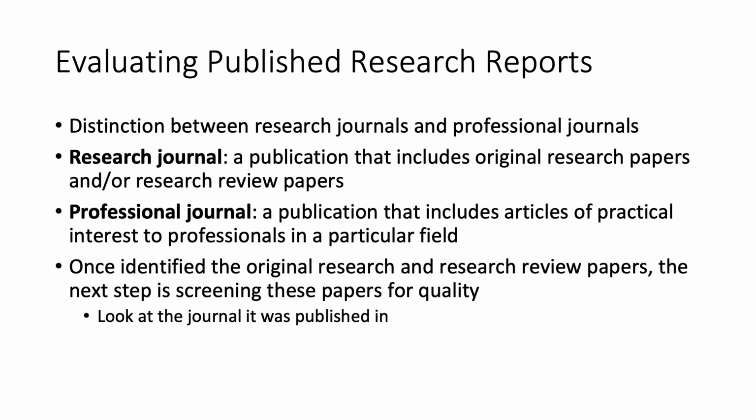So once you have identified the original research papers and possibly some research review papers related to your topic for your literature review, the next step is screening these papers for quality. The quality of published research papers varies widely. When we think of the papers that you've identified through searching PubMed or Google Scholar or whatever search engine you utilize, not all of them will necessarily be of high quality. So one way to evaluate the quality of a given paper is looking at the journal that it was published in.